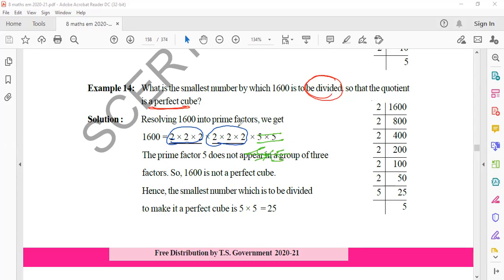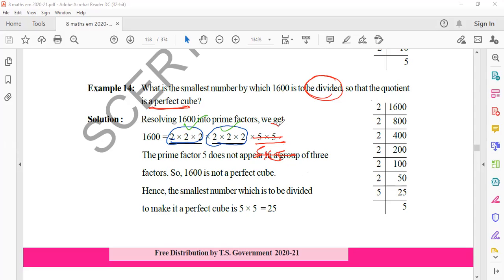Automatically this cancels, so this becomes a perfect matching of 3. What I told you, this number should not appear. So it should not appear means you need to divide this number with 5 into 5. What are the numbers available after the pairing? That number should be divided.